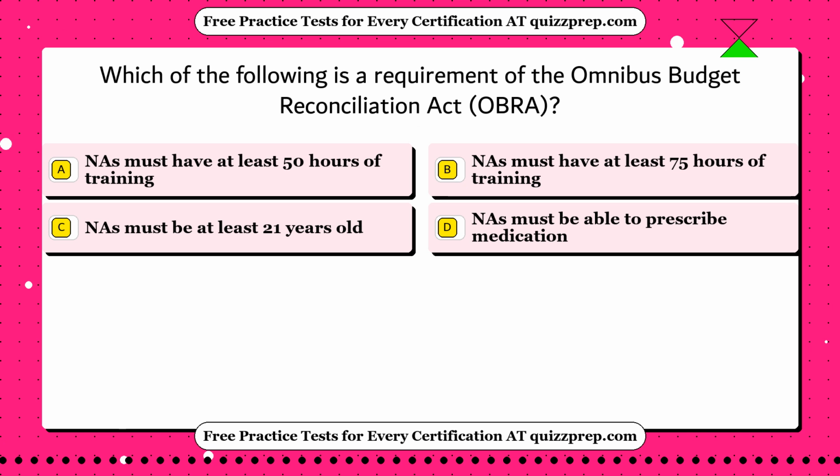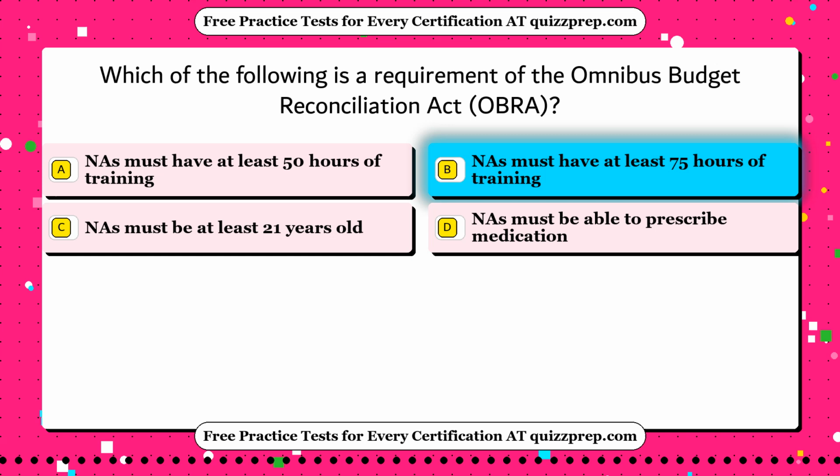Question 5. Which of the following is a requirement of the Omnibus Budget Reconciliation Act, OBRA? Option A. NAs must have at least 50 hours of training. Option B. NAs must have at least 75 hours of training. Option C. NAs must be at least 21 years old. Option D. NAs must be able to prescribe medication.